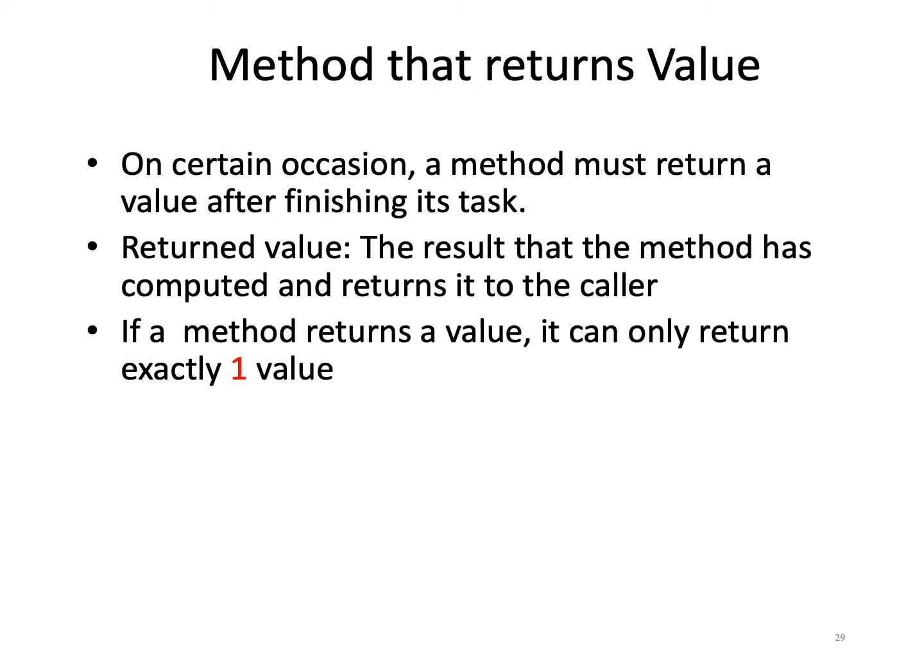So far, we have only seen void methods. We can have methods that return a value. On certain occasions, a method must return a value after finishing its task. The returned value is the result that the method has computed and returns to the caller. If a method returns a value, it can only return exactly one value.